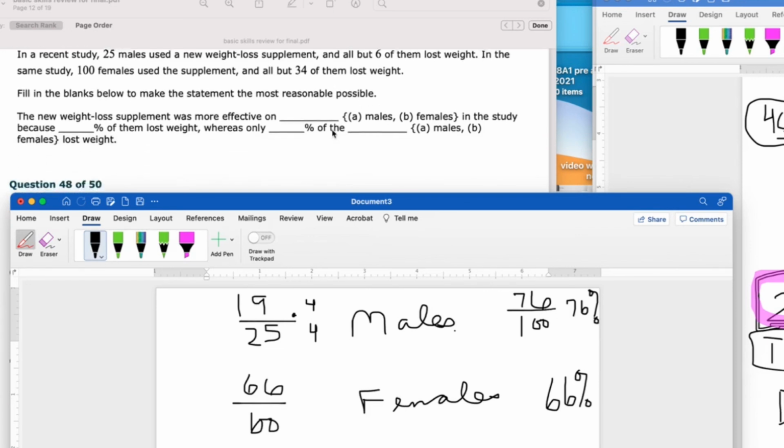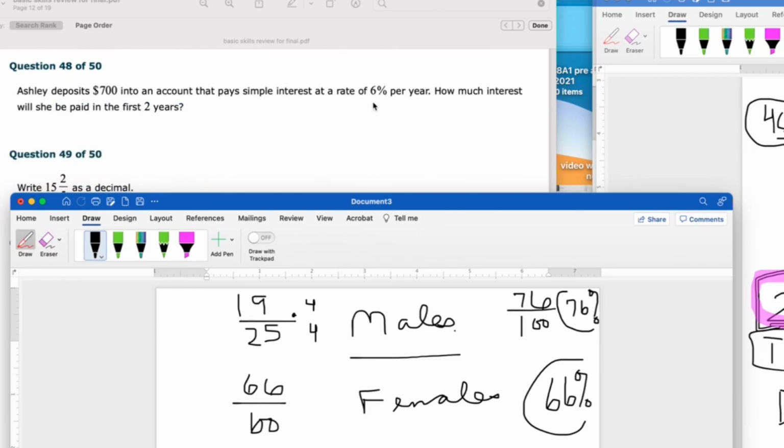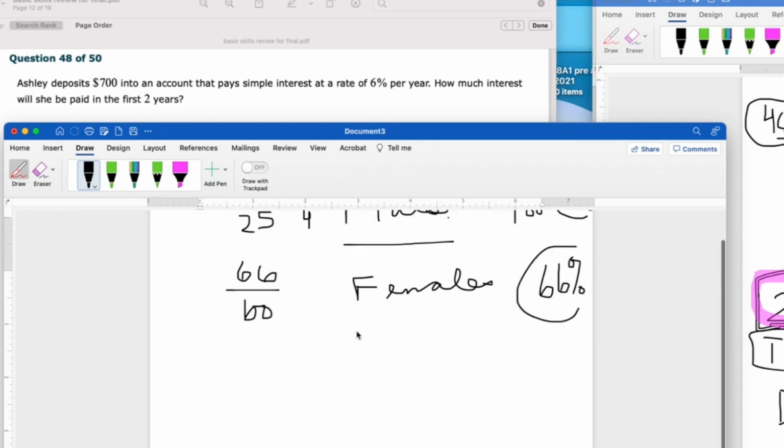So now it says fill in the blanks. The new weight loss supplement was more effective on males, so that's A right there in the first one, in the study because 76% of them lost weight, whereas only 66% of the females lost weight. Okay, so that one was difficult wording, but not difficult doing the problem.